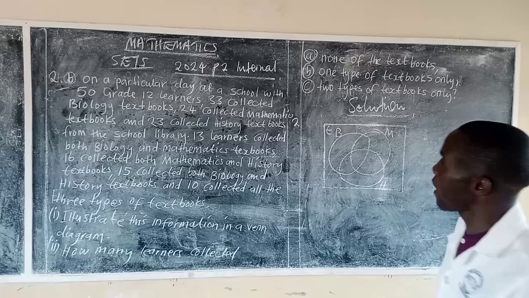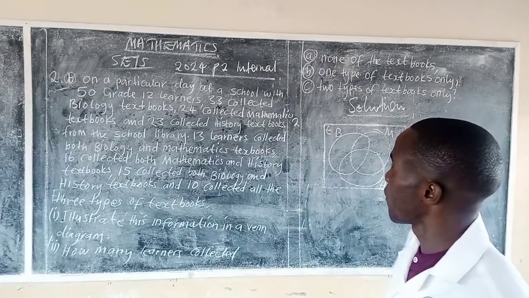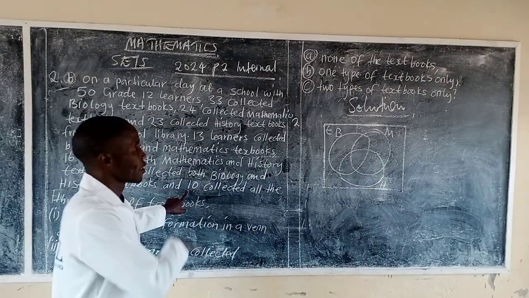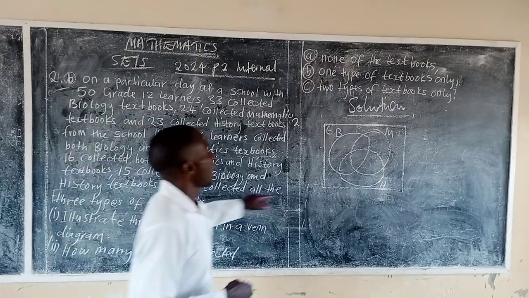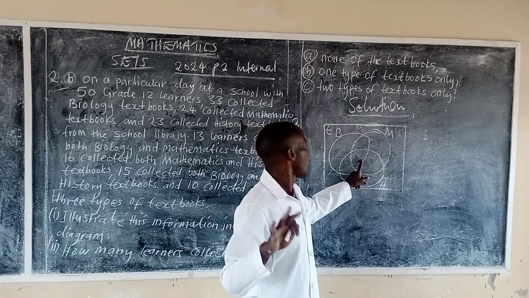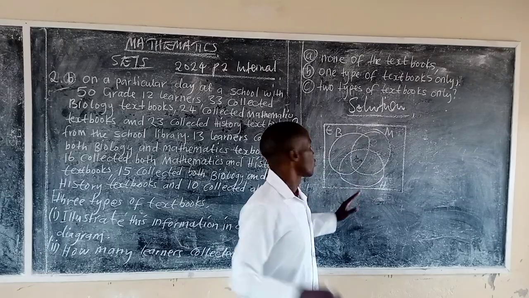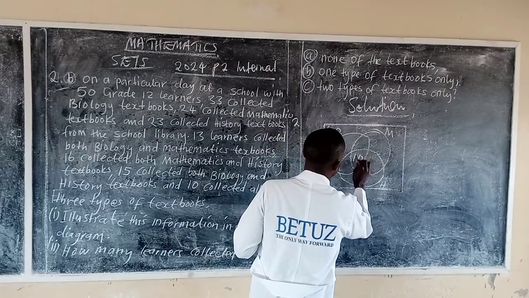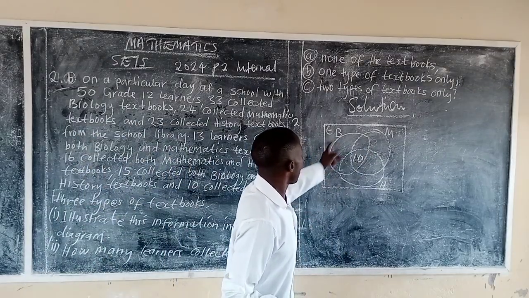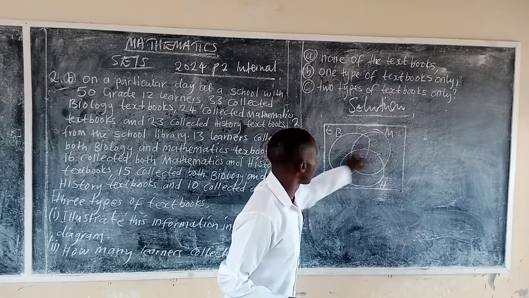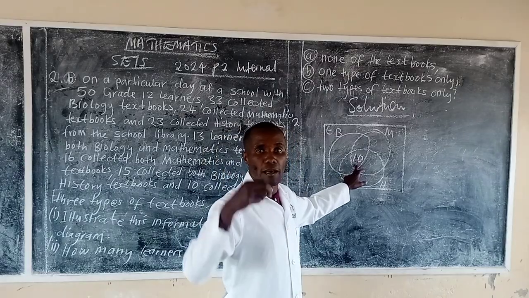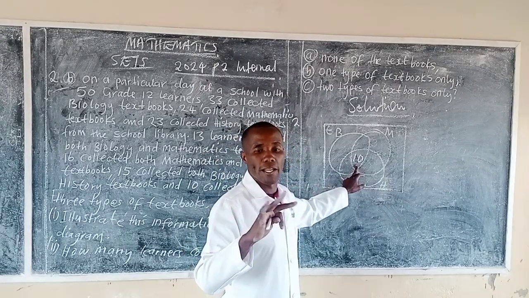After you have done that, let's come to the figures and see how we're going to place them accordingly. We are starting with the last one, because this 10 has to be stationed only in the intersection of the three subjects. So 10 is going to be here. Why? Because when they say all three, they simply mean this 10 is found in biology, in mathematics, and in history. That is the reason why you should put that one in the middle of all three sets.